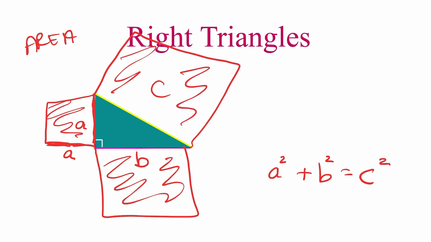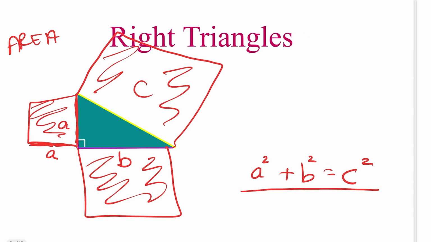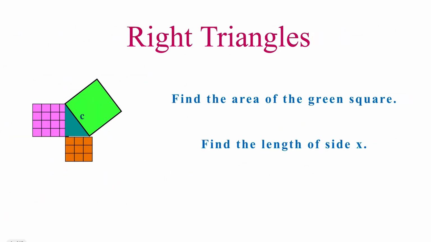So the area of these two squares, if you have a right triangle, A and B, always add up to the area of C. And that's where the formula comes from, okay? So that's the Pythagorean theorem. A squared plus B squared equals C squared. So let's look at this, okay?